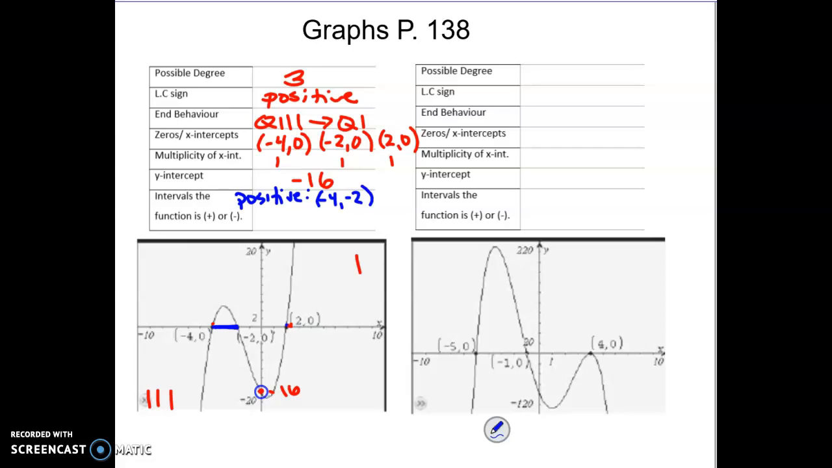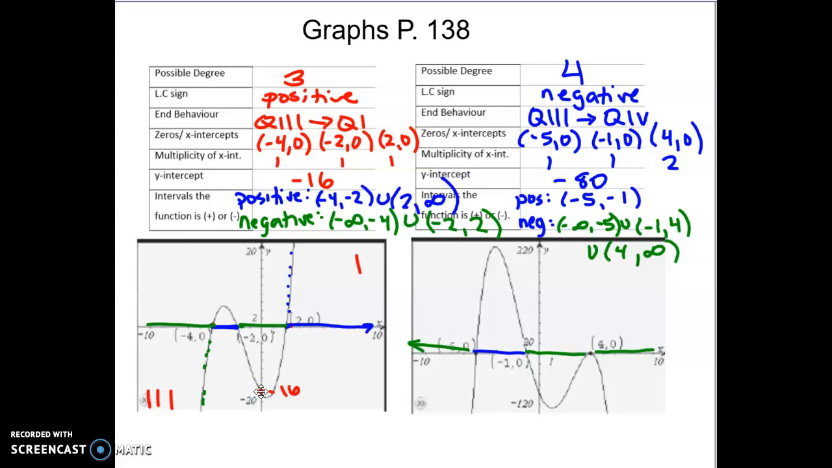Now there's another interval, and it goes from 2 on, because that's where your graph here is above 0, and it would continue on forever. So we'd put a U, which means union, kind of means and. So one interval from -4 to -2, and another interval from 2 to infinity, because it would go on forever.